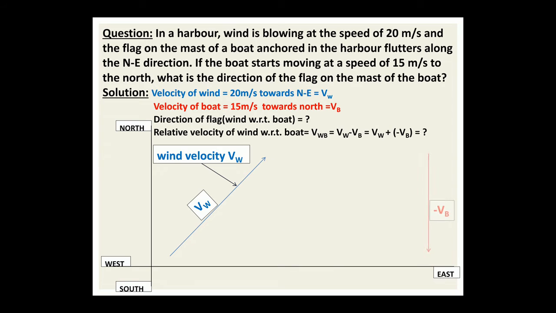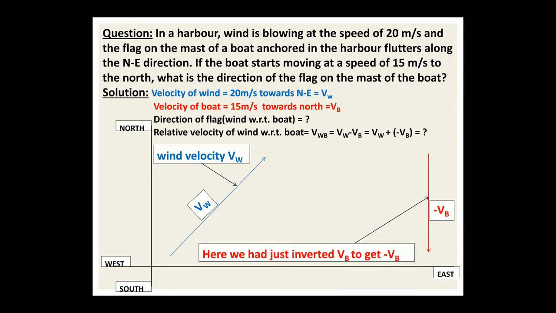Here you can see that we have inverted the direction of the red arrow so that we get minus VB. Now we have our two desired vectors: VW, which is indicated by the blue arrow, and minus VB, which is indicated by the red arrow. Now we will simply add these two vectors to get VWB.